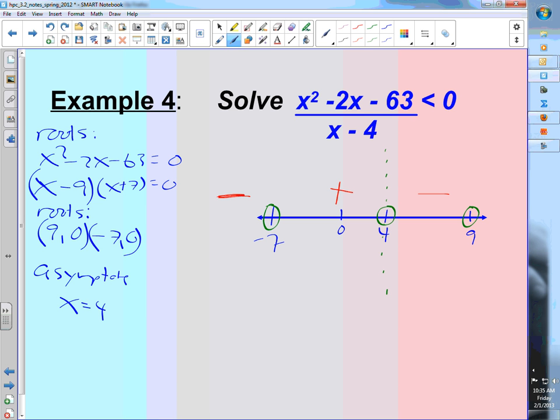And then to the right of 9, you can put in a 10, and I think that's going to be positive also. So your interval is to the left of negative 7, which means negative infinity, up to but not including negative 7, and then between the 4 and the 9. So from 4 to 9, not including either of those, which is what I saw in everyone I looked at.